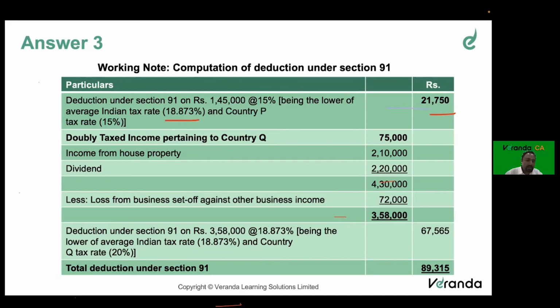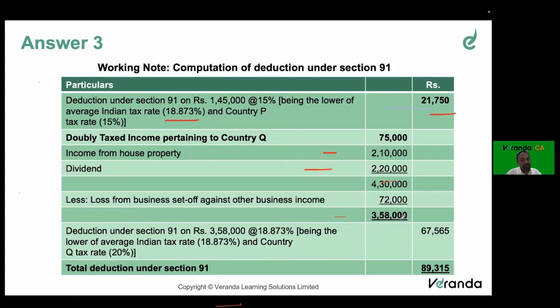And what about country Q's income? Income from house property is 2,10,000, which is taxable income under the Indian laws. Please remember, you only have to consider income which is taxable under the Indian laws. So dividend, it is 2.2 lakhs. The total is 4.3. Loss of business income is adjustable under the Indian laws, so you are adjusting 72,000, which gives you a total of 3,58,000.